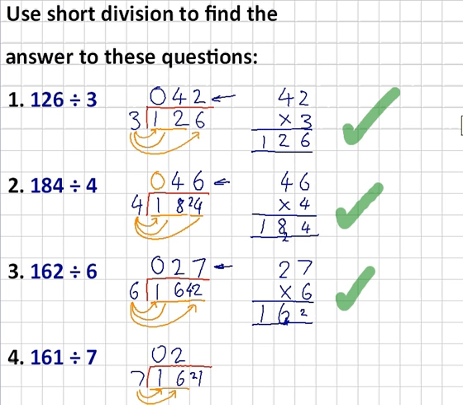It makes 21. How many times does 7 go into 21? It goes in 3 times. I'll put the 3 at the top. That gives me the answer 23. And I can check if I was right by doing a multiplication. 23 times 7. 3 times 7 is 21. 2 times 7 is 14. Add the 2 that I was carrying, 16. That gives me an answer of 161. That's what I had to start with, so I was right.